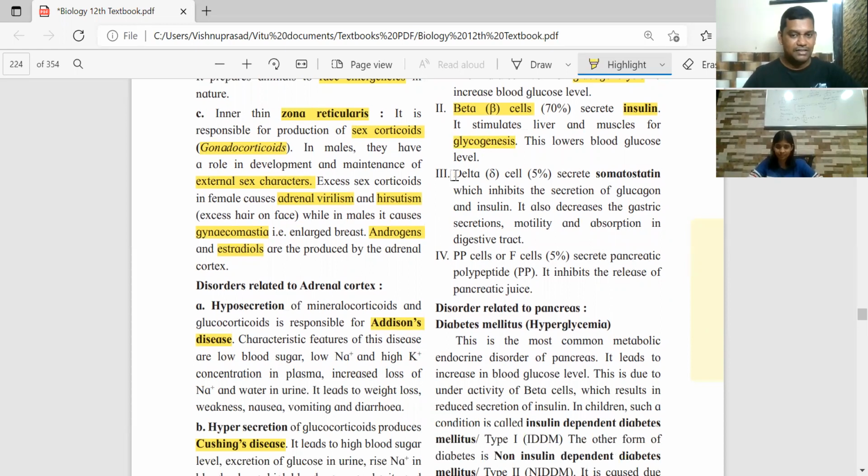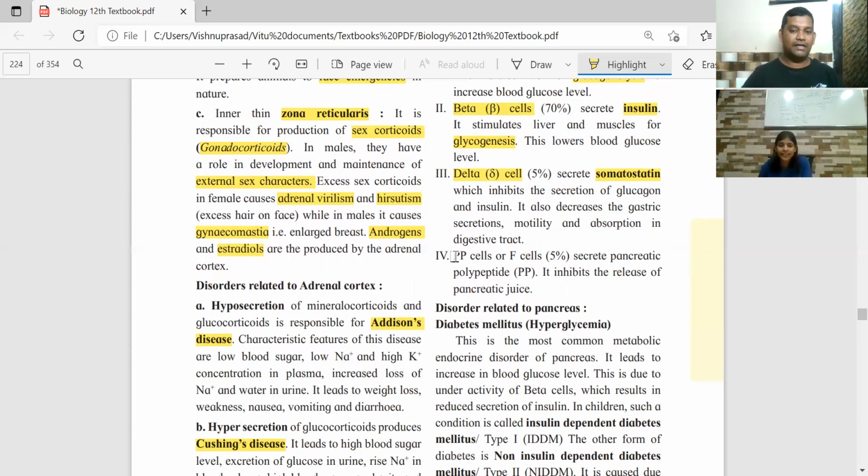The third one is delta cells, about 5% of it. They secrete somatostatin. Somatostatin will inhibit both glucagon and insulin. They also decrease gastric secretion, gastric juice production, motility and absorption in the digestive tract. It will reduce all of that.